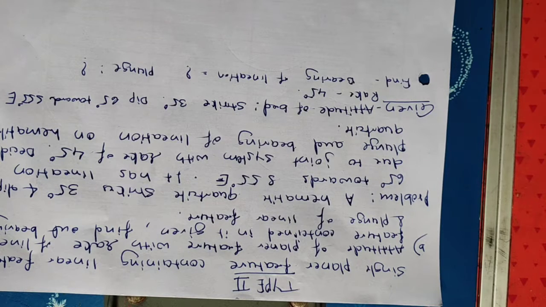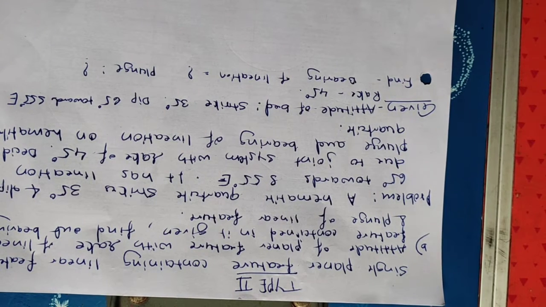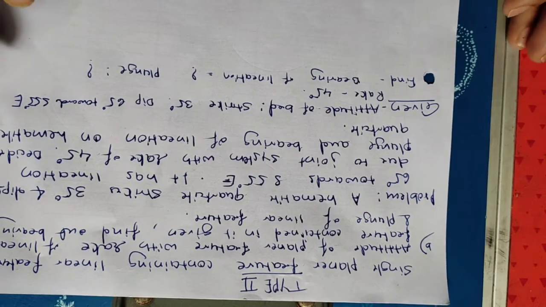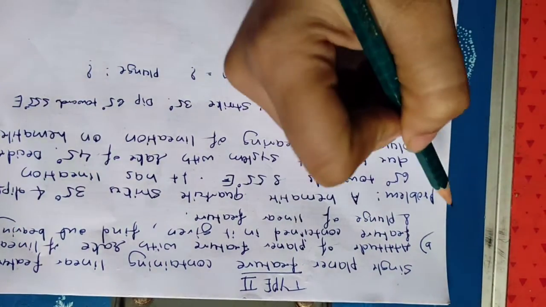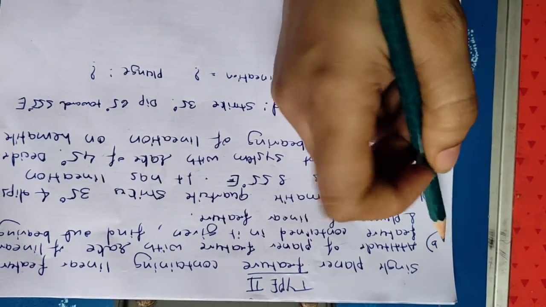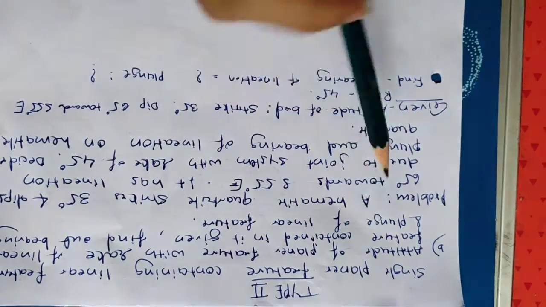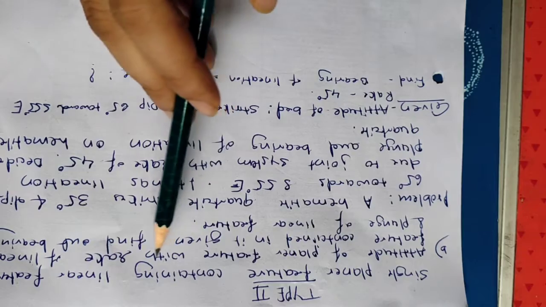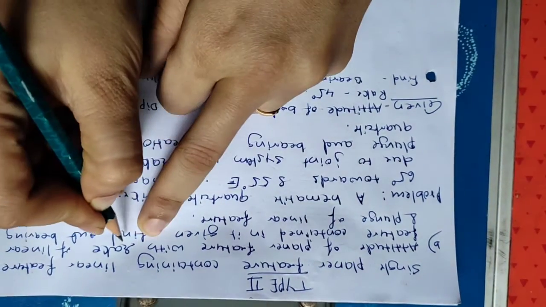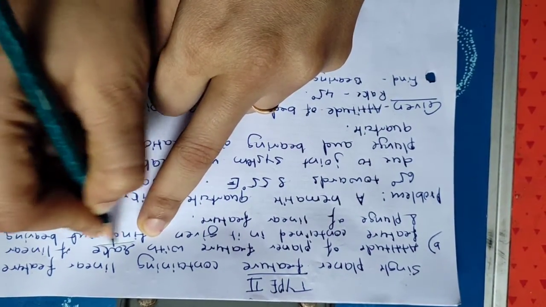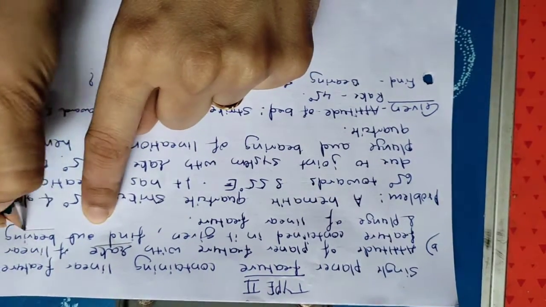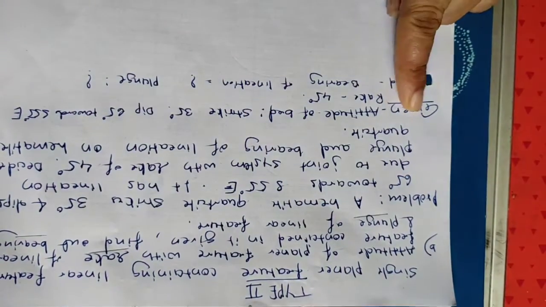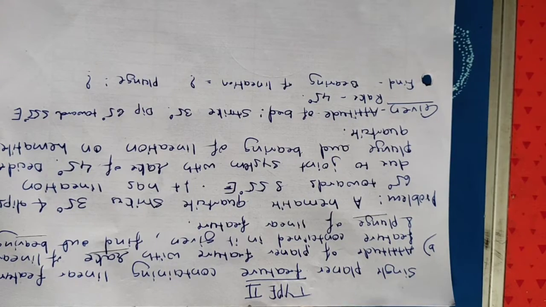Hello everyone. Today we will be solving a type 2 structural problem, where a single planar feature contains a linear feature. In that, we will be studying the attitude of a planar feature with the rake of the linear feature contained in it, and find out the bearing and plunge of the linear feature.